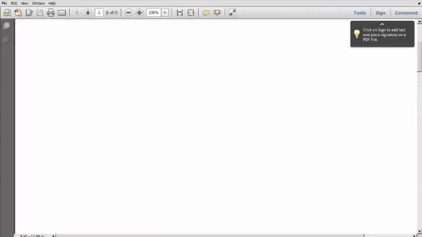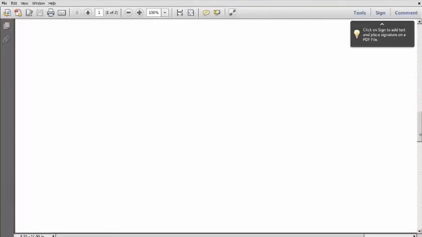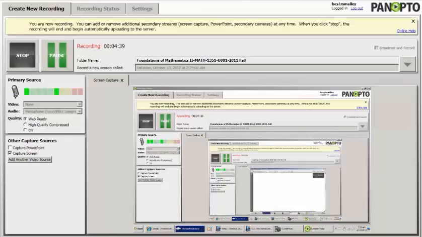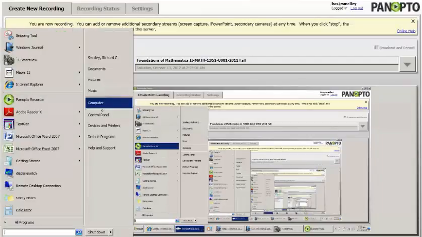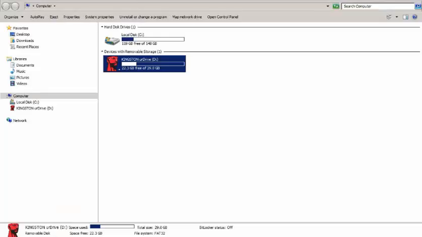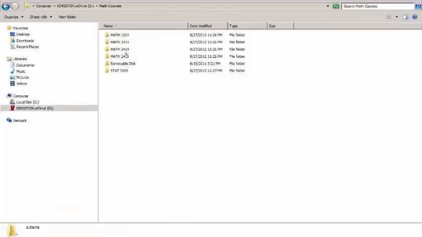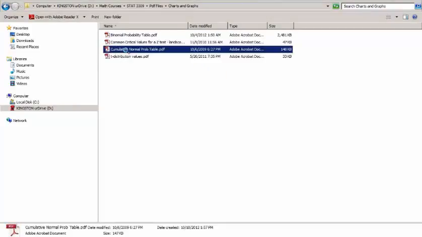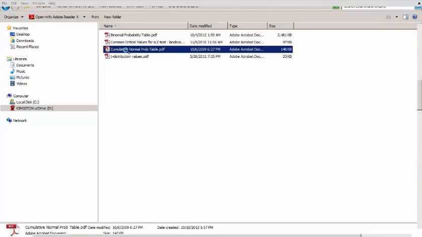Something happened to my normal negative values on here. I don't know what happened. I'll open the file up again and see if I can get this to work. For some reason the negatives were not being displayed. Here we go. Negative 1.25, there it is.